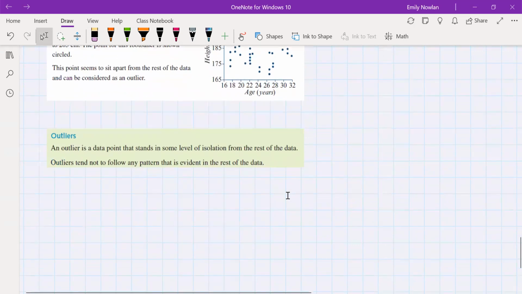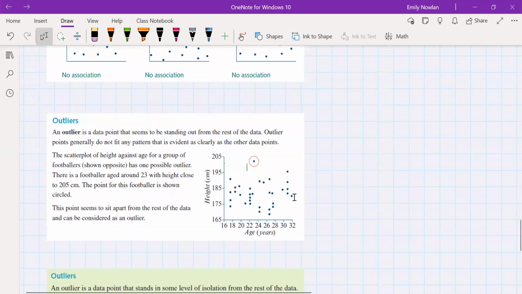An outlier is a data point that stands in some level of isolation from the rest of the data. Outliers tend not to follow any pattern that's evident in the rest of the data. There you go, that's how you can interpret scatterplots.